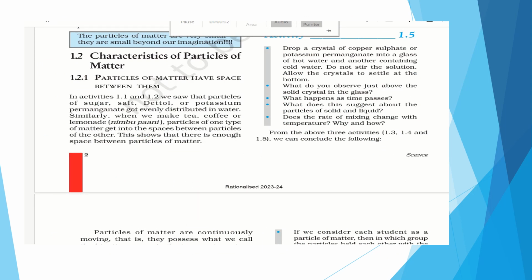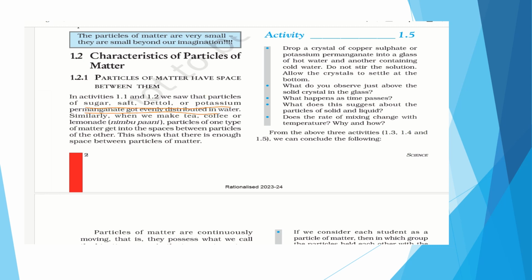Now we are going to deal with characteristics of the particles of matter. The particles of matter have space in between them. If they did not have space in between them, then we could not dissolve the potassium permanganate in water, or Dettol would not have dissolved in water, or sugar and salt solution. So the particles have space in between them. Is it clear?